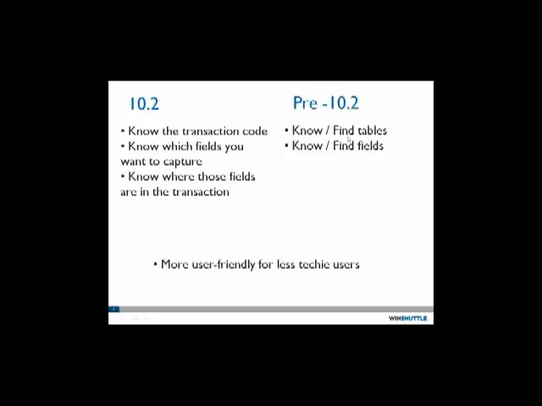Whereas before the 10.2 release, you had to know or be able to find the names of the specific tables, as well as know the specific fields. And of course, you could search on those fields, but sometimes there are situations where you wouldn't be able to find the information that you need. So now with this 10.2 release, you can create a query using transaction code recordings, so that even someone who's not familiar with the table names and field names, as long as they know the transaction code, can create their queries. Even if they're not as technical, the end user can still create it on their own.